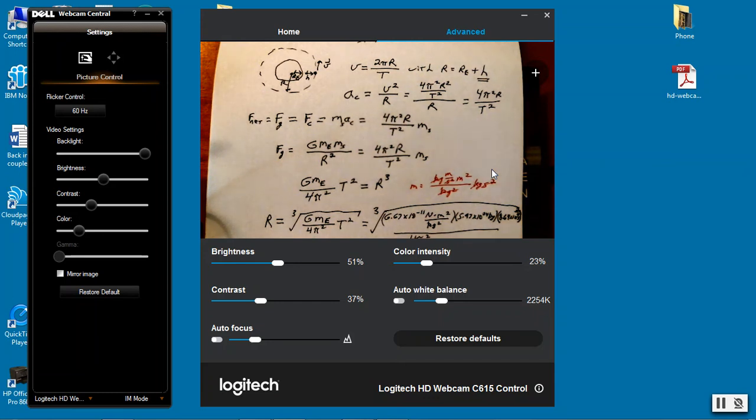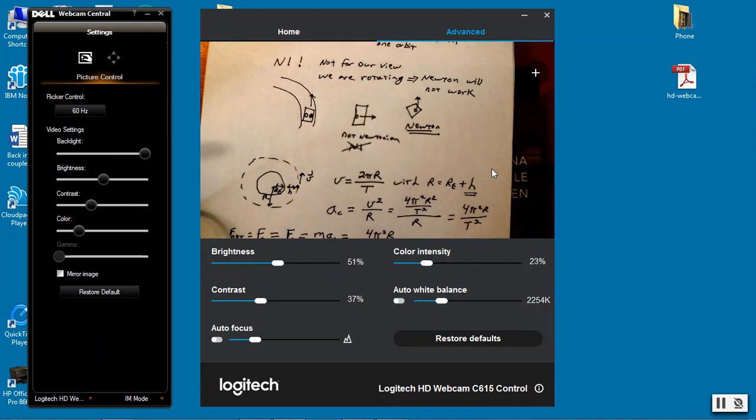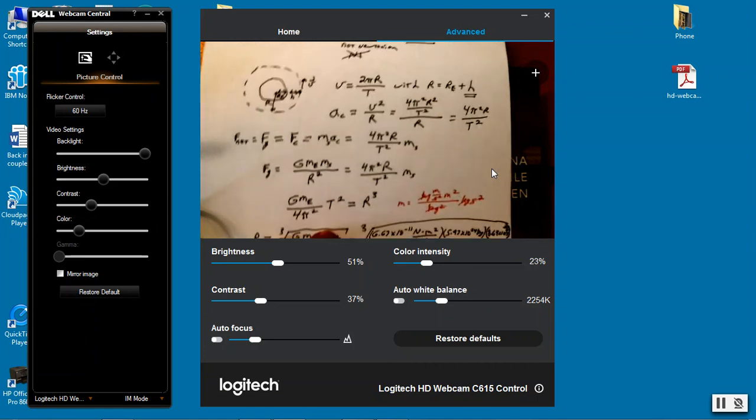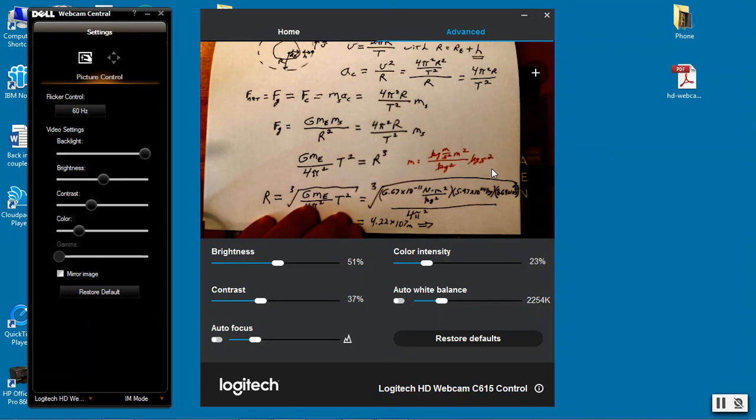I'll let you ballpark the number. The answer is that the radius of the orbit is 4.22 times 10 to the 7 meters. And if you subtract the radius of the Earth, that gives you that the height of the orbit is going to be 3.6 times 10 to the 7 meters.